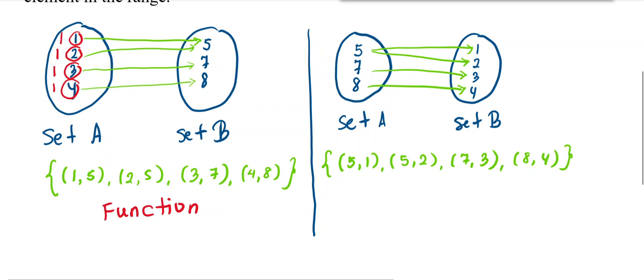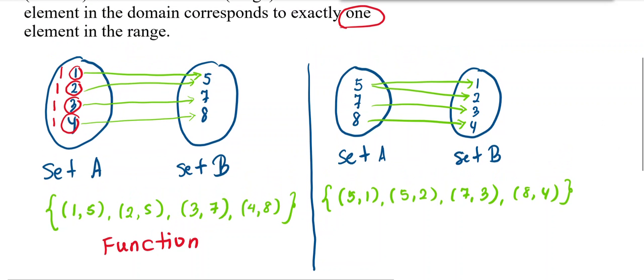All right, and then we're going to analyze each of the elements in the set A to see if all of them correspond to just exactly one element in the second set. Okay, so let's analyze 5. So 5 corresponds to what? To 1 and also 2. Therefore, the 5 corresponds to two elements.